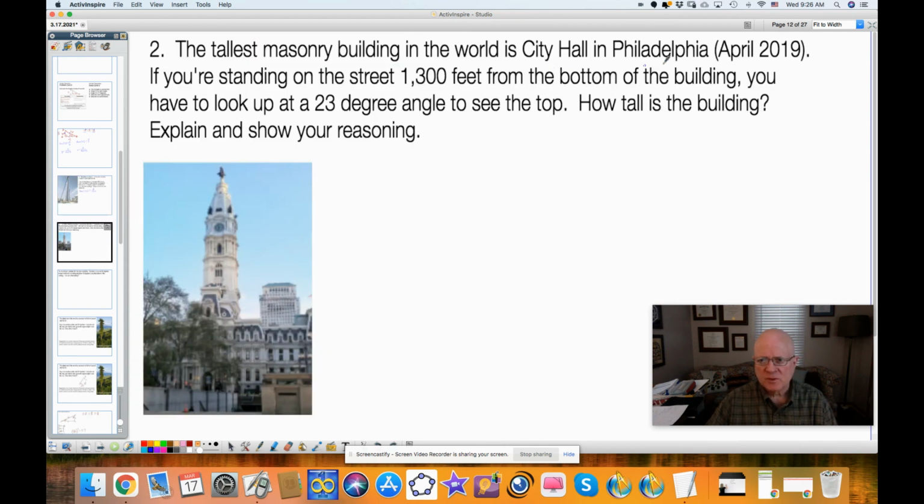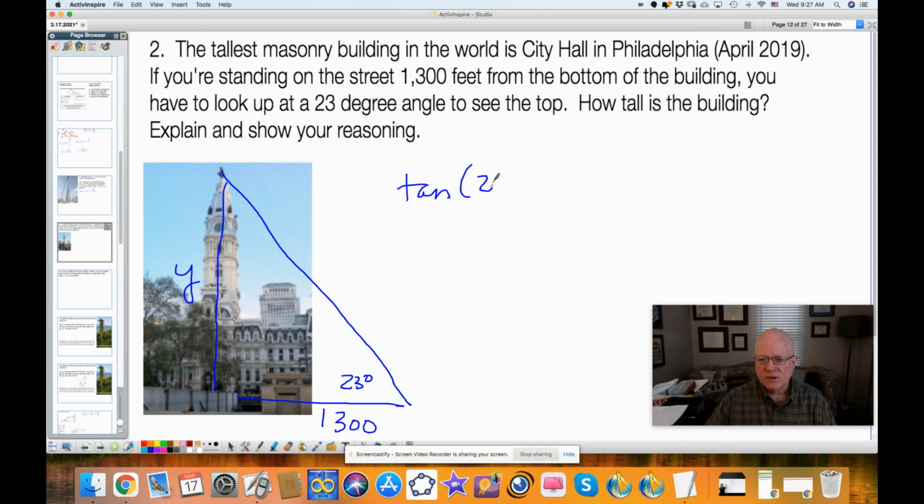Here, tallest masonry building in Philadelphia. If you're standing 1,300 feet away, so I'm here, I'm 1,300 feet away, and you look up at a 23-degree angle, how tall is the building? So what is my y value? Again, we do the tangent because it's the opposite over the adjacent. And you can write out SOHCAHTOA if you wanted to. The tangent of 23 is equal to the opposite, which is y, divided by 1300. Cross multiply and solve for y.